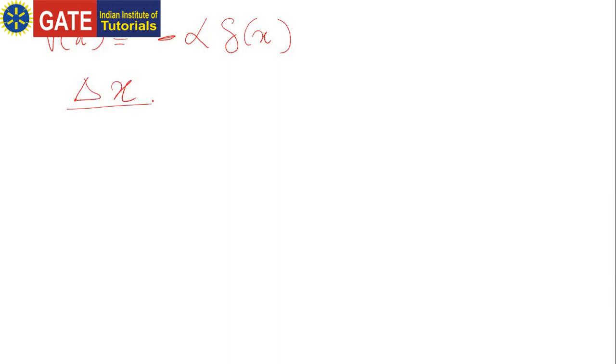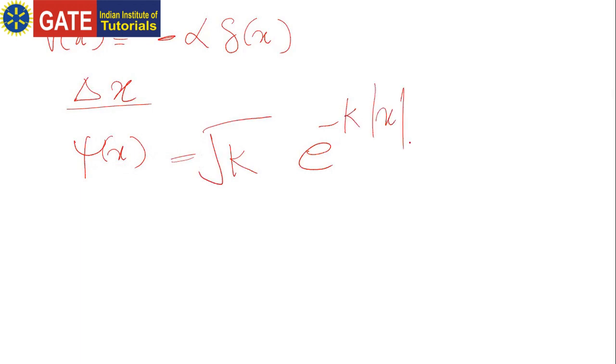From the question, we can understand the potential is a Dirac delta potential. Therefore, you can consider psi of x. In the question, they won't mention the psi of x value. You should remember it is root k e power minus k mod x, k equal to m alpha by h cross square. Please remember. Okay, now find delta x.